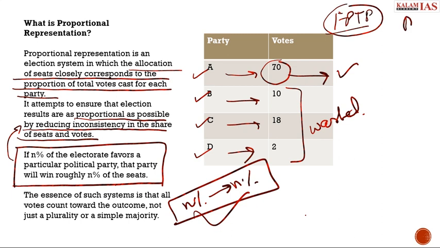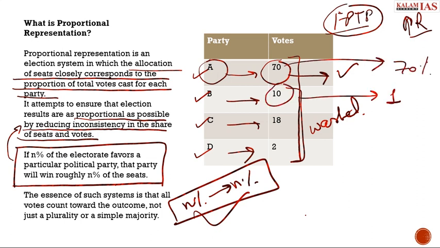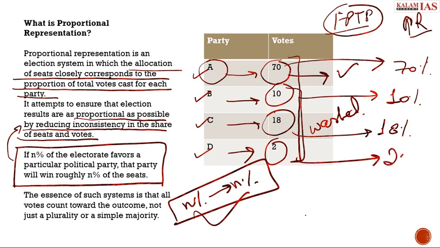But in proportional representation, the parties will win the seats according to the proportion of their votes. So let's say party A will win the seats in proportion to the votes, 70% of the total seats. Party B will win 10% of the total seats. Party C will win 18% of the total seats. And party D will win 2% of the total seats. So the votes won't get wasted.